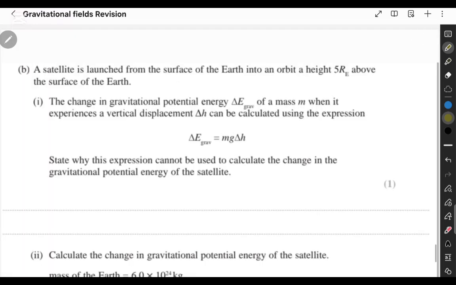A satellite is launched from the surface of Earth into an orbit height of 5 RE above the surface of the Earth. The change in gravitational potential energy of a mass when it experiences a vertical displacement can be calculated using this equation. Now we have to explain why this expression cannot be used to calculate the change in gravitational potential energy. Well, that's quite simple. It's because g is not constant, it's changing. When we use this equation, we assume g to be a constant 9.81, but it isn't actually constant, so we can't use this.